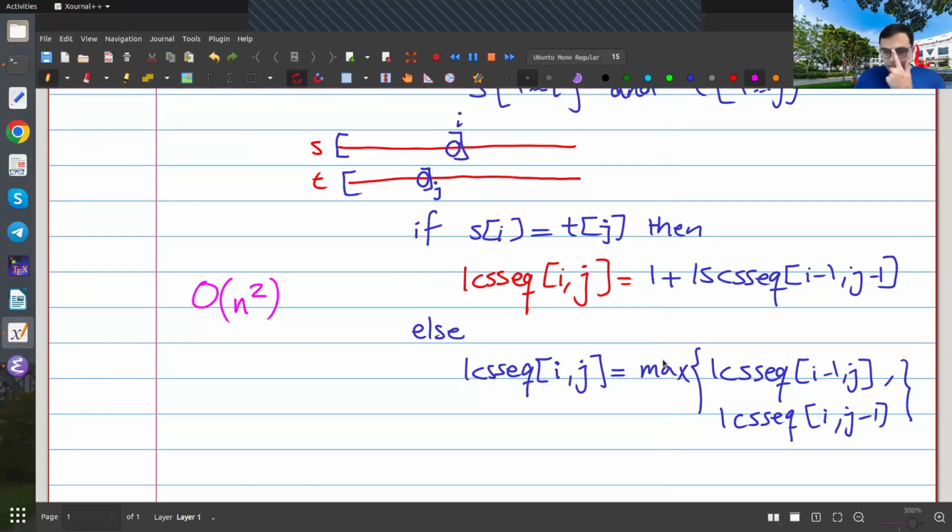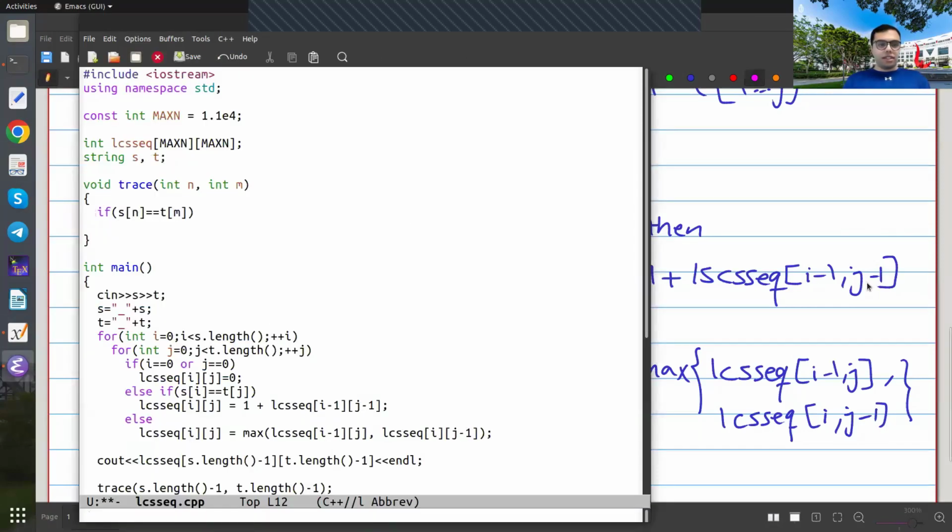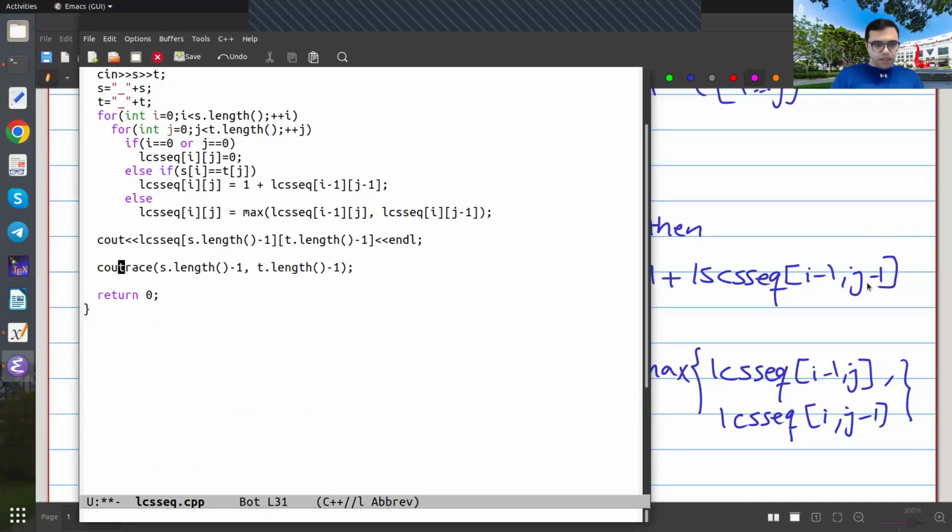If this was the case, I can just find the answer for I minus 1, J minus 1, and add this character to the end. So I would just say return trace of n minus 1, m minus 1, and then at the end of it, add this one character. I'm not sure if this would work. Let's see. I have to do a string, and here I just say int it.